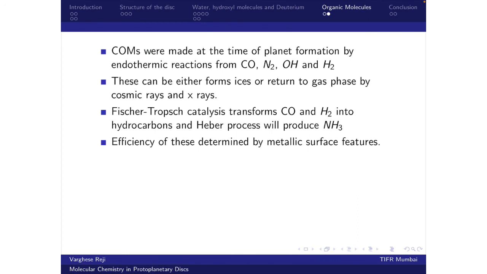We know that spongy iron is used as a catalyst in the Haber process. The efficiency of this process is determined by the characteristics of metallic surfaces. We can say that these processes occurred efficiently on Earth or elsewhere, resulting in the development of life on Earth.